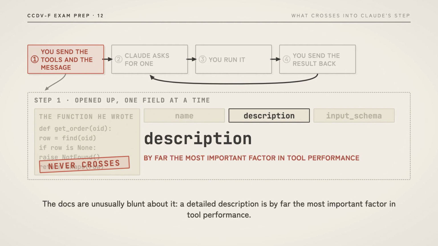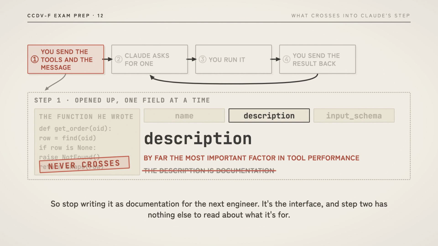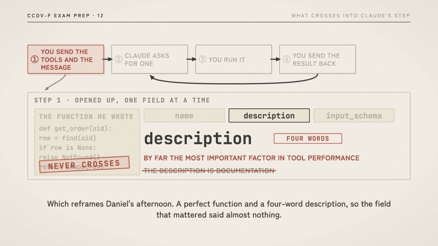The docs are unusually blunt about it. A detailed description is by far the most important factor in tool performance. So stop writing it as documentation for the next engineer. It's the interface, and step 2 has nothing else to read about what it's for. Which reframes Daniel's afternoon. A perfect function and a forward description. So the field that mattered said almost nothing.